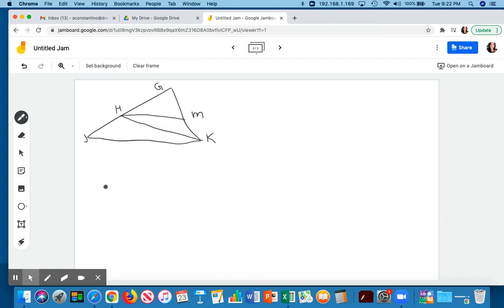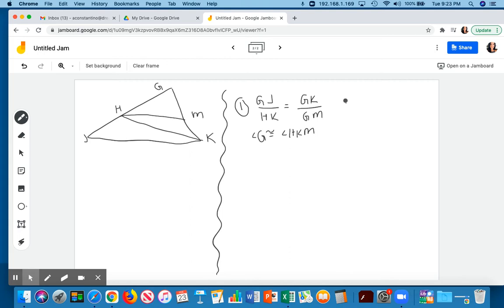Okay, and then what they told us was, actually, I'm going to put this in the proof, because this is the first step anyways. So they told us that GJ over HK is equal to GK over GM. And they told us that angle G is congruent to angle HKM. And this was just given.